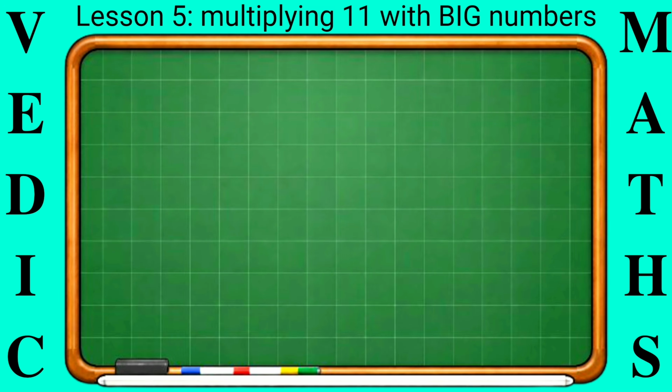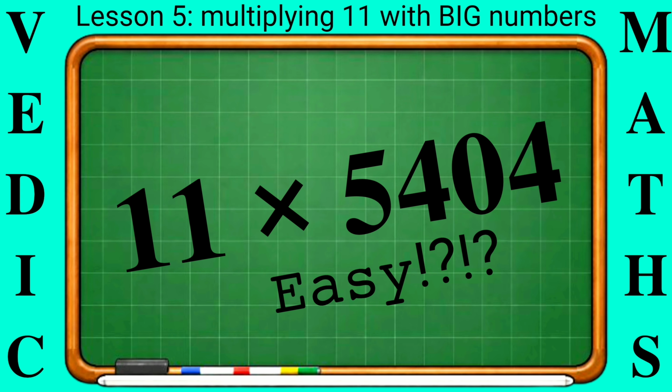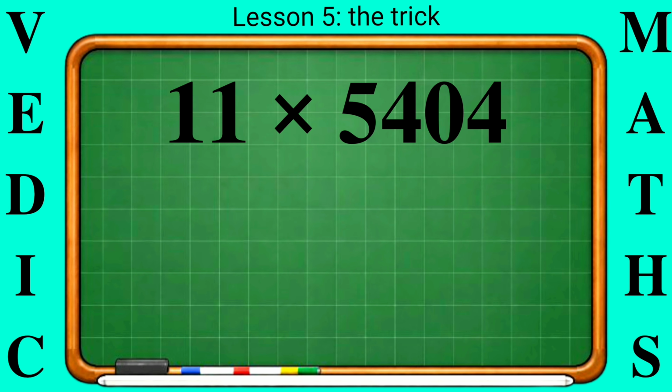Hello, welcome to Vedic Maths Lesson 5. Here we shall multiply 11 by big numbers like 11 times 5404. That's a big number, but we can do it easily.